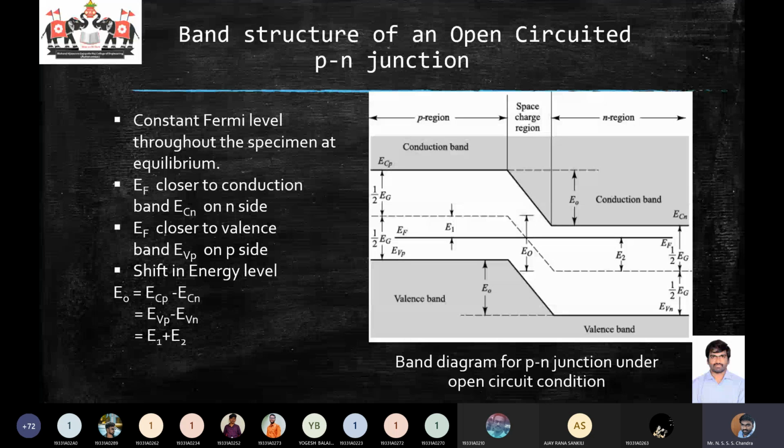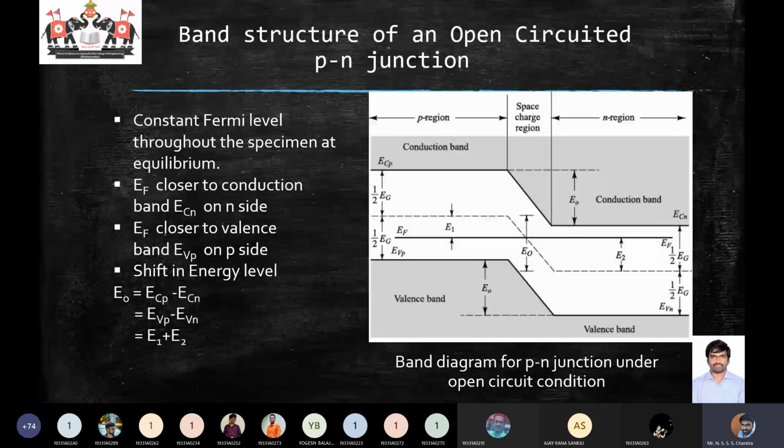You can observe that the conduction energy band, when we are moving from P region to N region, is decreasing by an amount E naught. This we are calling the energy gap, E naught, in open circuit condition. Similarly, by the same amount, the valence band energy level is also decreasing from P region to N region. And also, if you see the energy gap between the conduction band and the valence band, EG, the average value we are mentioning by a dotted line. That average value is also declining by an amount E naught.